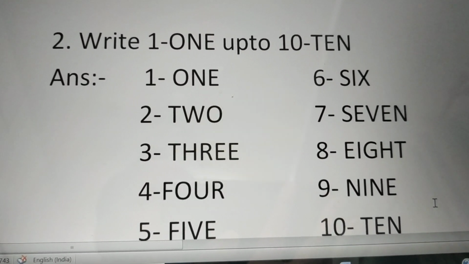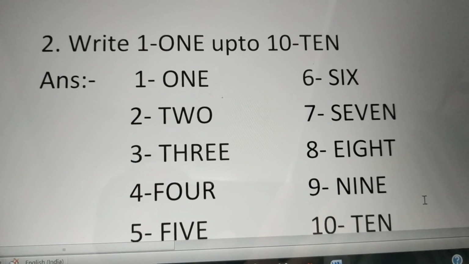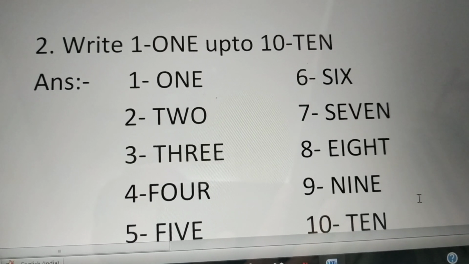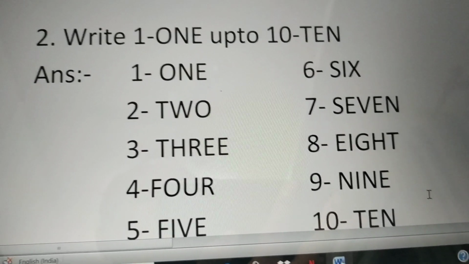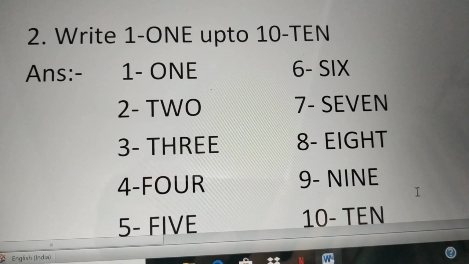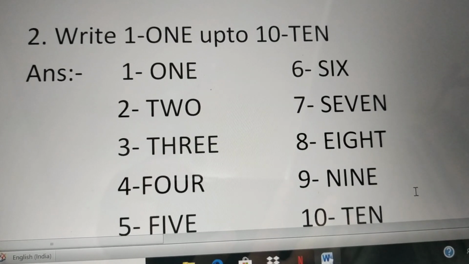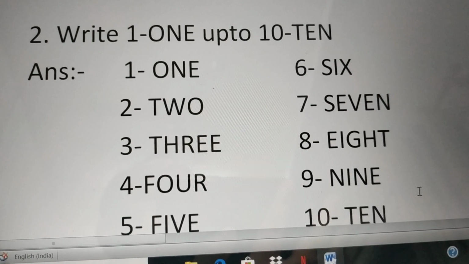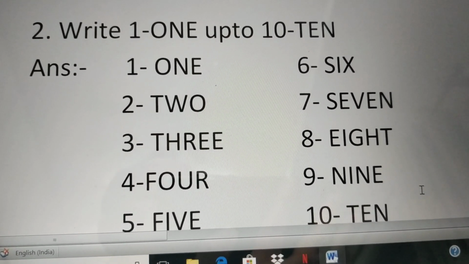Write 1 or any 1 up to 10. 1 is O-N-E, 2 is T-W-O, 3 is T-H-R-E-E, 4 is F-O-U-R, 5 is F-I-V-E, 6 is S-I-X, 7 is S-E-V-E-N, 8 is E-I-G-H-T, 9 is N-I-N-E, 10 is T-E-N.